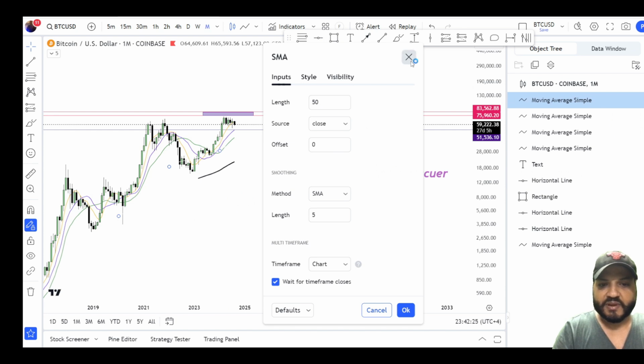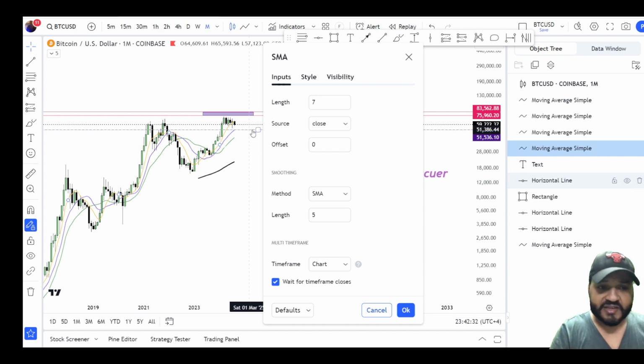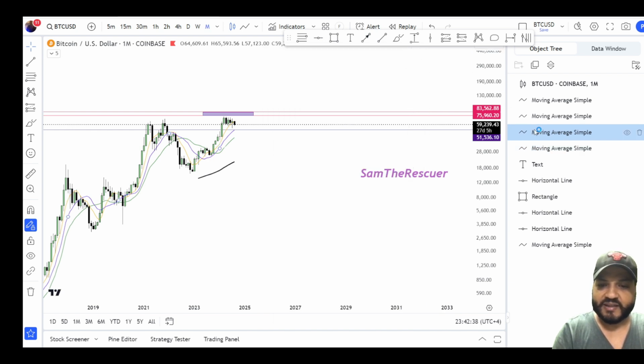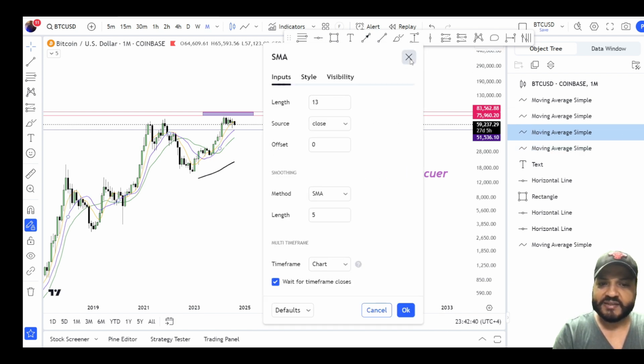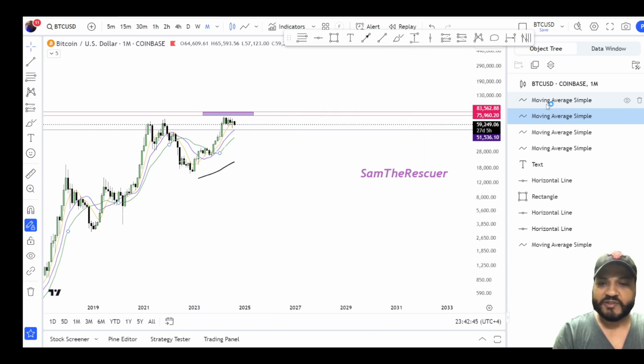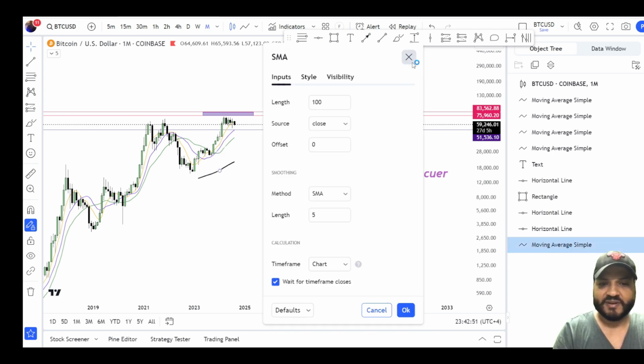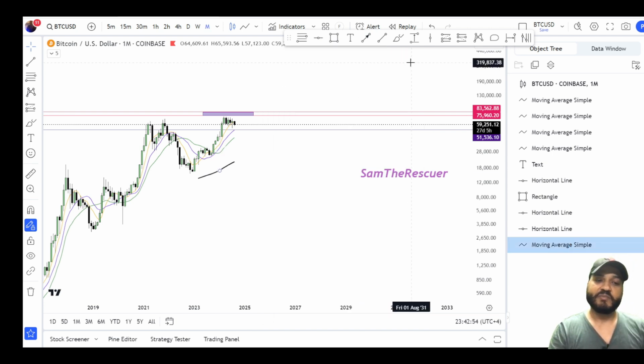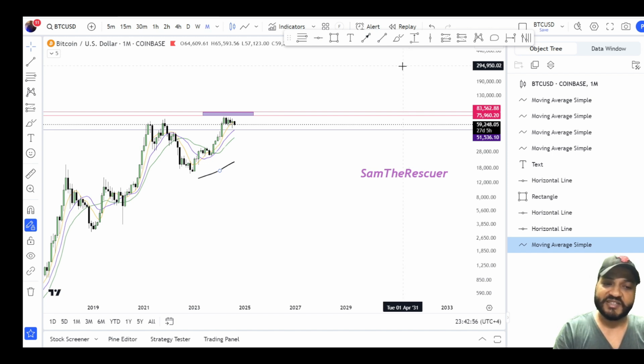Let me start from the first one. The first one is 7. That's the 7 moving average. This is the simple moving average, SMA, 7, and then the next one is 13, and the next one is 21. After that is 50. There should be one more, which is 100. I don't have a 200 over here, but 200 is very essential as well.